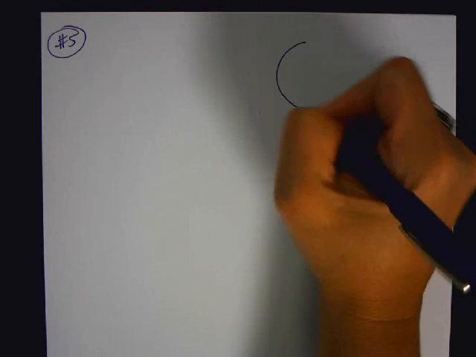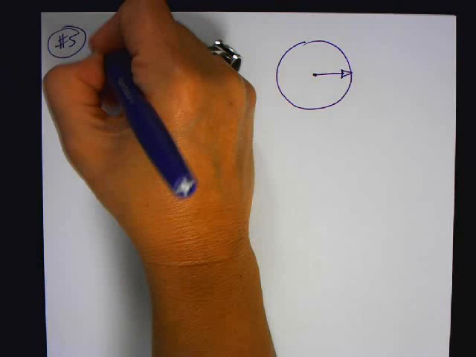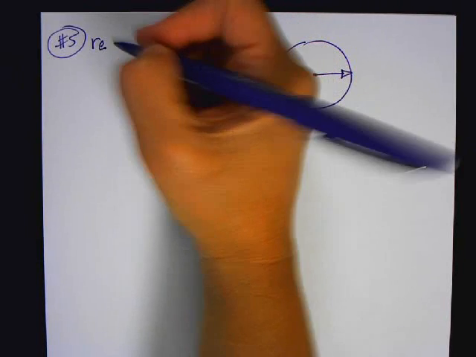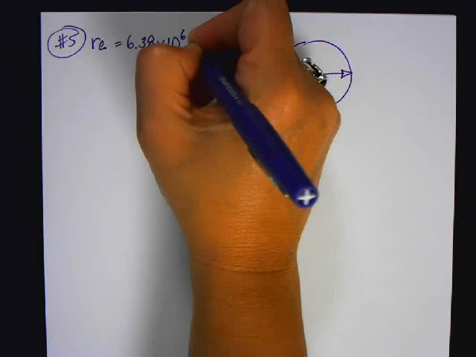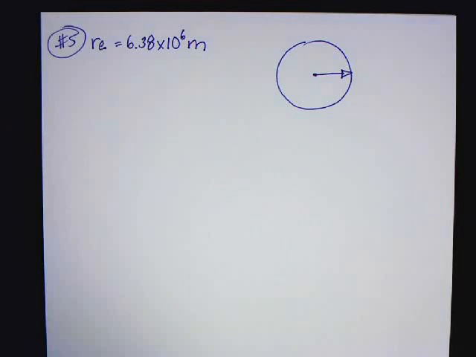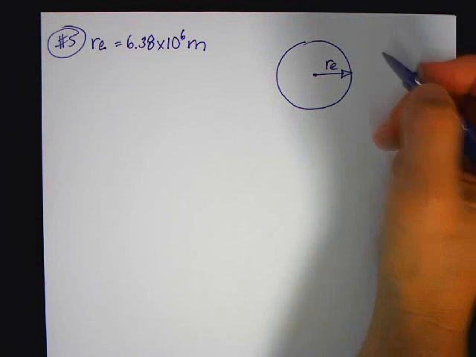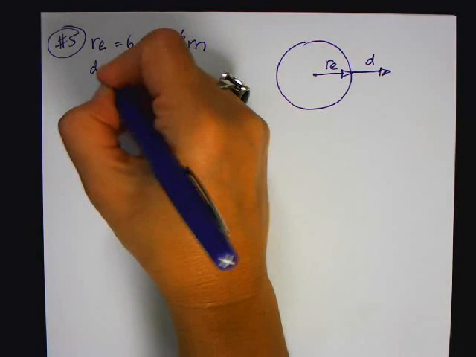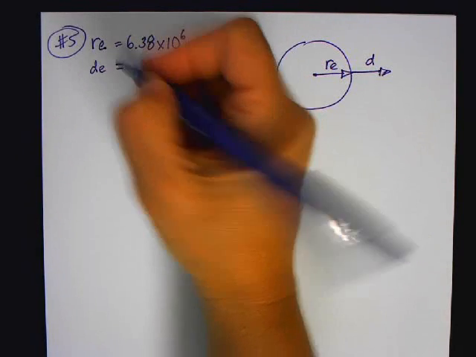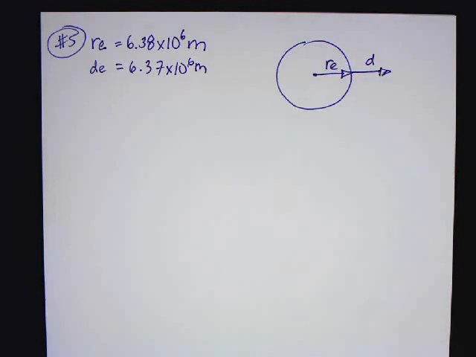So first, let's look at our picture. Here's the Earth. So in order to do this problem, we would have to look up the radius of the Earth. Okay? So the radius of the Earth is 6.38 times 10 to the 6 meters. Then they want to know what is little g, a certain distance above the Earth. And the distance above the Earth, they said, is 6.37 times 10 to the 6 meters. And they want to find little g.